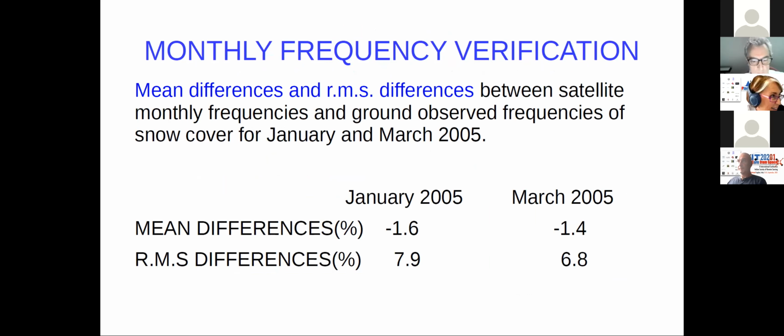Yes, yes. This is the multi-frequency verification. The root mean square is about 70%, and the mean difference 1.5%. It is this underestimation.